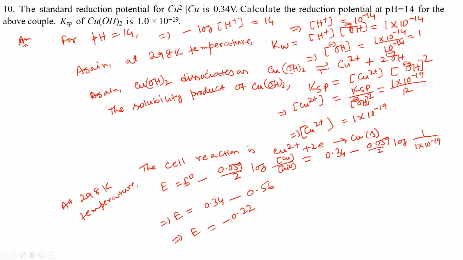Therefore, the reduction potential for Cu2+ to Cu at pH 14 will be minus 0.22 volt.